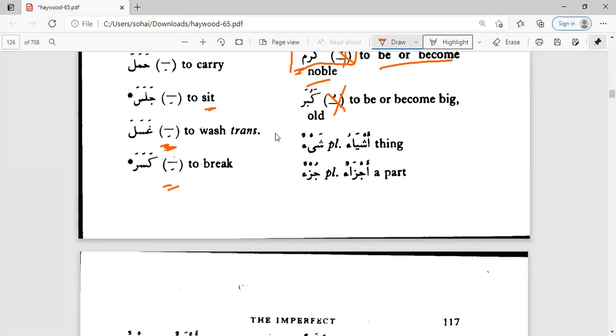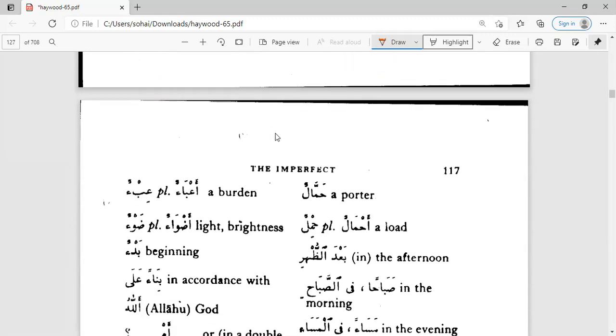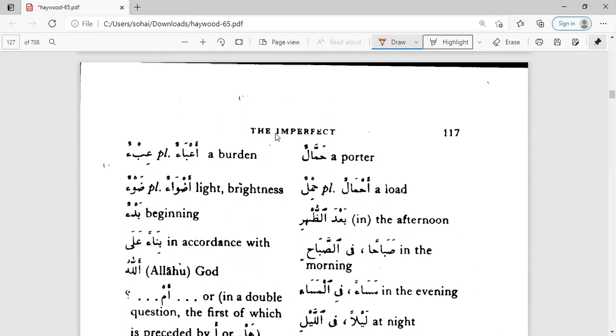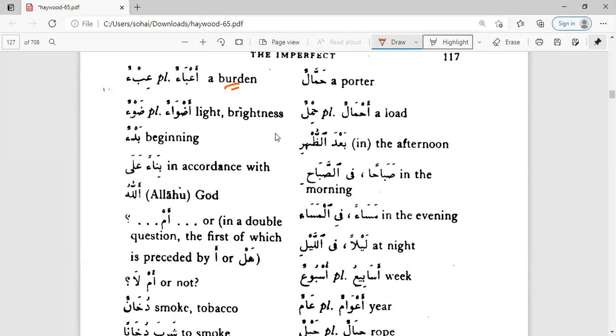Shay'un, ashya'un, I've done plural, broken plural. Juz'un, ajza'un, a part, broken plural again. Ib'un, a burden. A'ba'un, a burden, that's a broken plural. Daw'un, light. Adwa'un, lights, plural, broken plural, or brightness. Bad'un, beginning. Bana'an ala, in accordance with Allah, God.